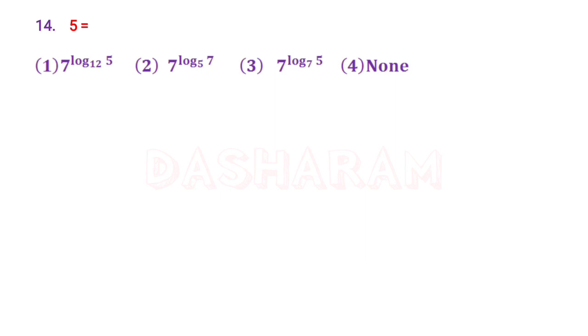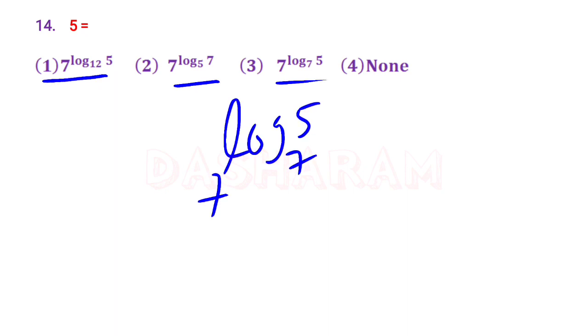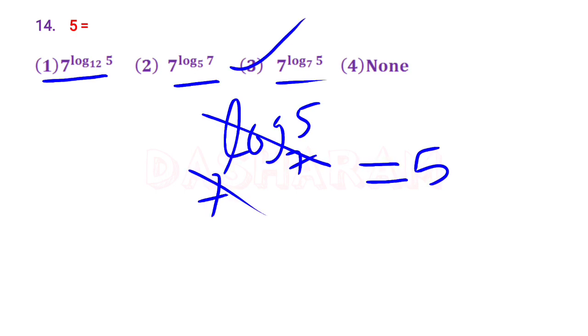Next, the 14th question. A very simple and small question: pi equals which option? It is very clear, the third option is 7 to the power of log 5 base 7. In the first chapter, real numbers, we have one formula related to logarithms. When the base is 7 and the logarithm base is also 7, then what will happen? 7 and log 7 cancel, then it equals 5. So option 3 is correct.